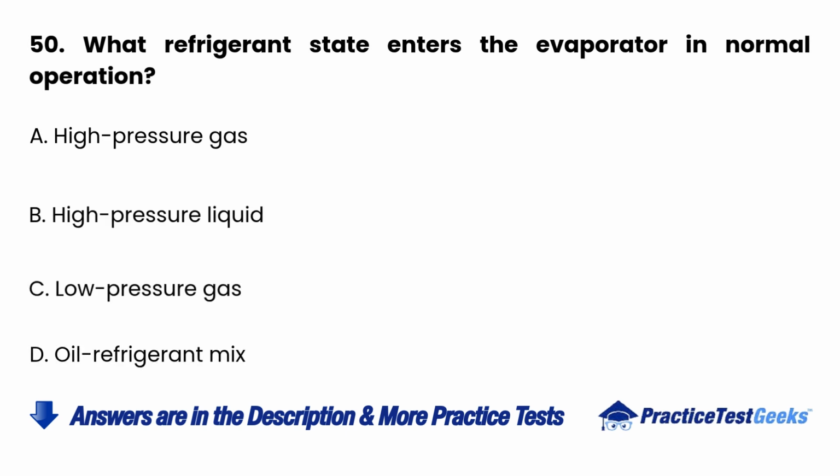50. What refrigerant state enters the evaporator in normal operation? A. High pressure gas. B. High pressure liquid. C. Low pressure gas. D. Oil refrigerant mix.